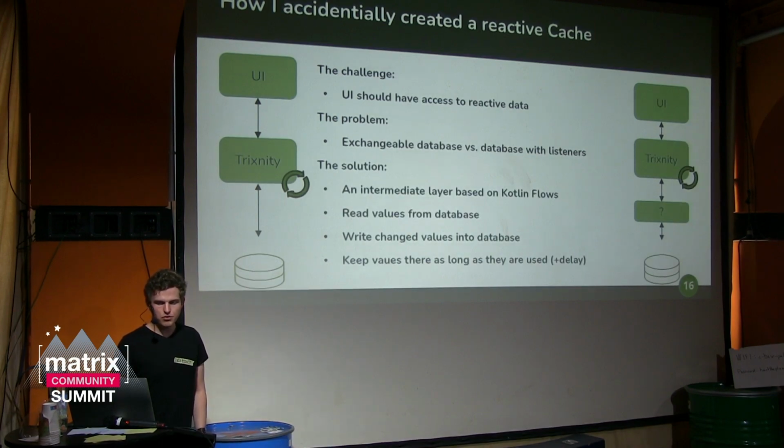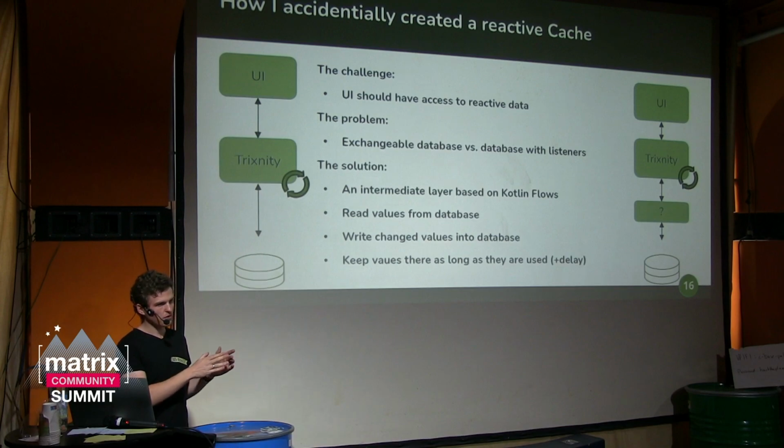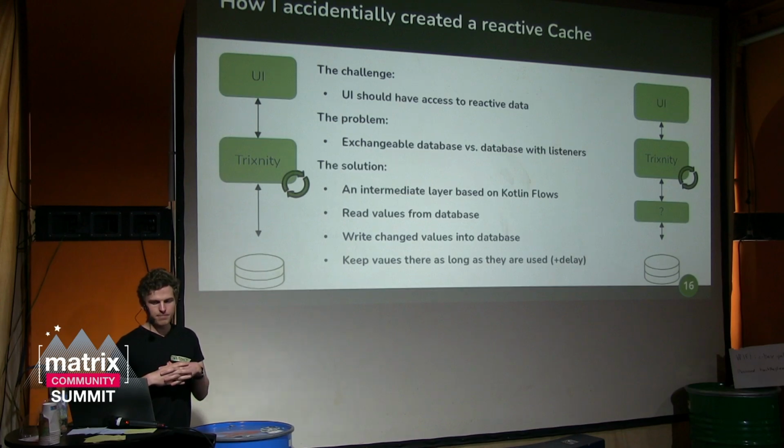And the solution was to create an intermediate layer based on Kotlin flows. So if you read a value from the database, from the UI, so the UI says, give me this timeline event, then you get a flow. And the flow is an abstraction of changing values. So you get a starting value, and over the time, you get a change. And these flow can also be, oh sorry, lost my train of thought.